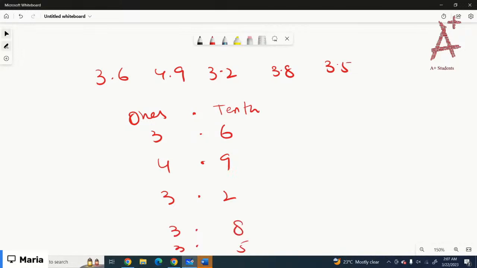Let's just compare their whole numbers. 4, the rest of them are 3. That means 4.9 is the greatest one. Let's just write them down, with the greatest one last in the row.